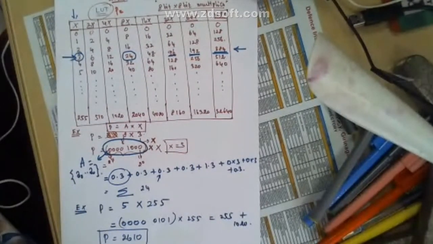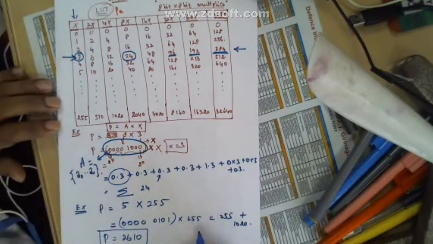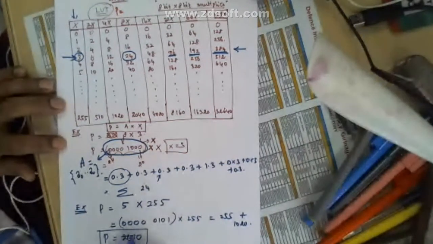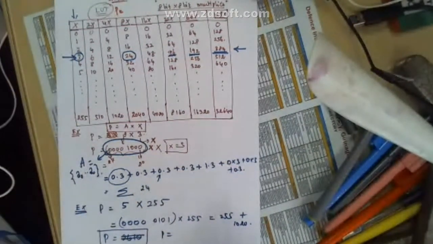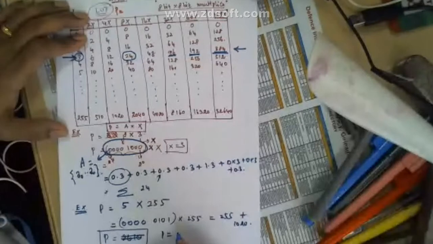Is it correct? Yes, sir, 1275. Correct. Check for mistakes. P equal to what? 5 into 255. What is the result you got, all of you? 1275.